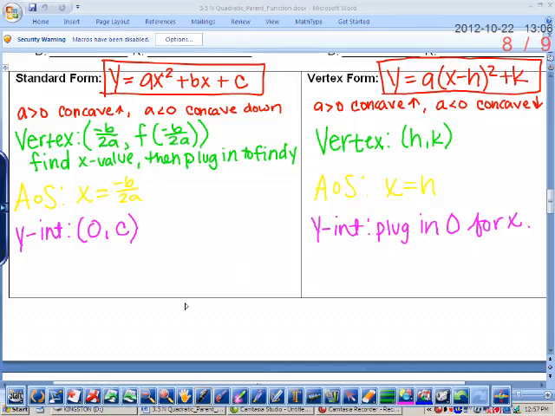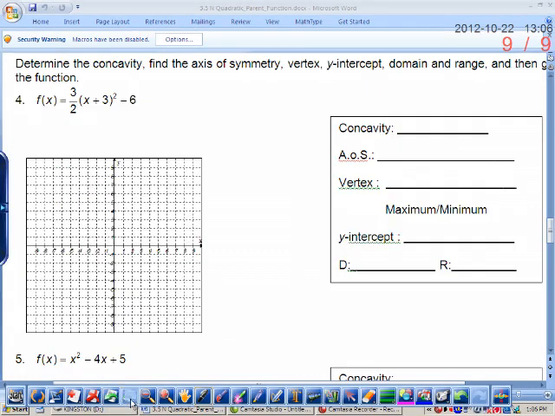Okay? All right, let's try some practice. What form is number 4 in? Vertex form, okay? So let's figure out the easy stuff first. What's the concavity? Up. How do we know that? Because it's a positive a value. It's not a quadratic if it's 0.